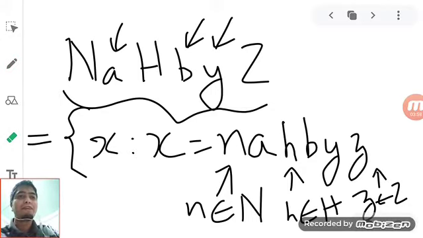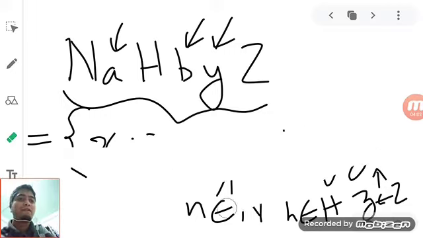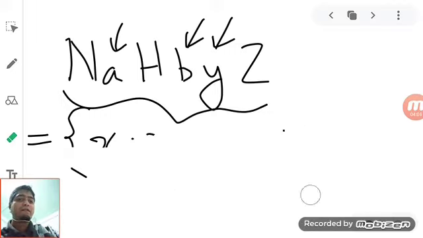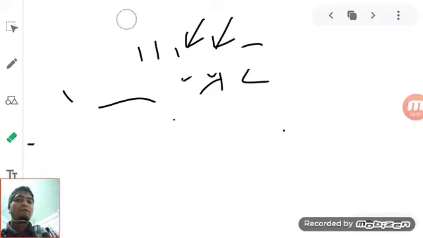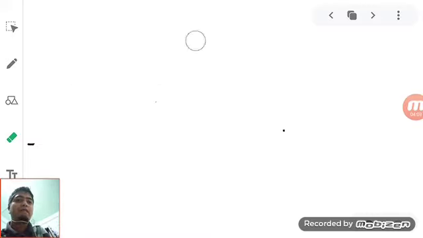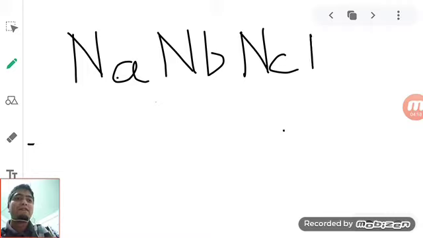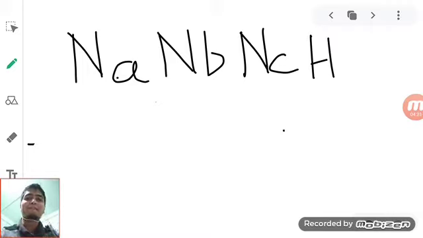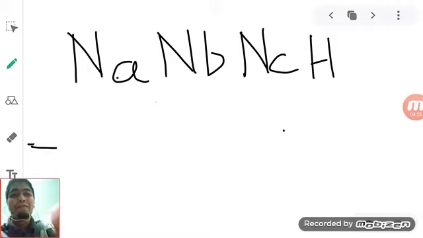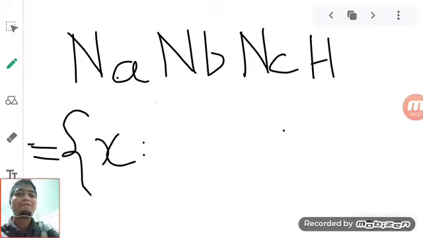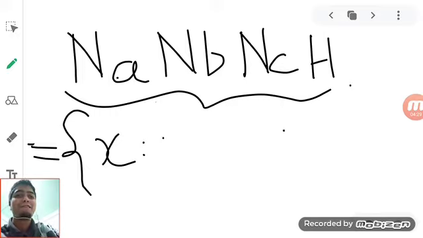Again, maybe another example for this one is required. Even if you have something like this, I will just erase this one. But what if two big letters repeat? If you have maybe NaNbNcH, all right, it's looking like a chemical formula of some compound, but it's not. If you have to represent an element of this one, it will look like this.